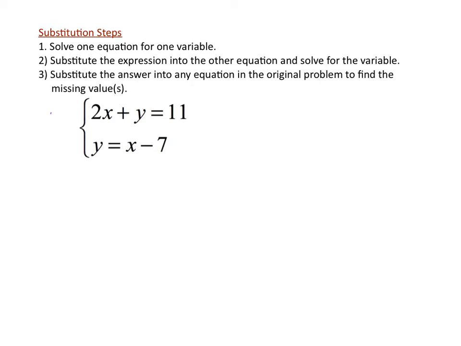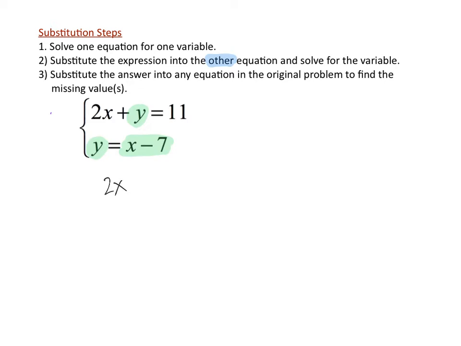Step 1. Solve one equation for one variable. The nice thing is we already have y by itself. Y is isolated, so that step is taken care of in the problem. So since my y is equal to x minus 7, step 2 is to substitute the expression into the other equation. And I do want to emphasize this word other. If you plug it into the same equation, you're going to go round and round in circles. So I'm going to take my expression x minus 7 and I'm going to plug it into the other equation.